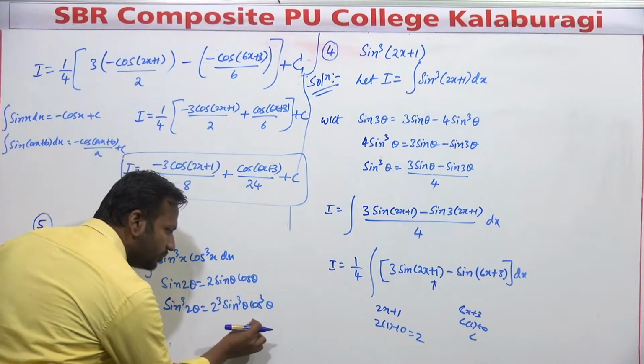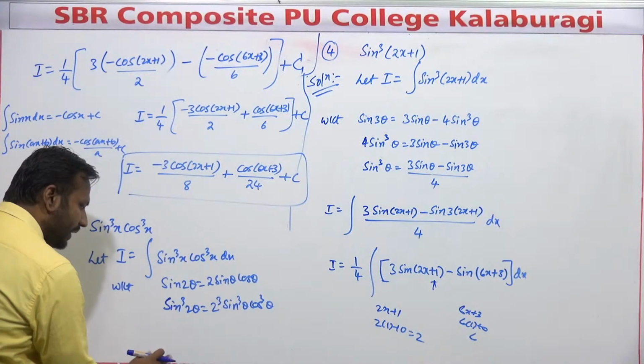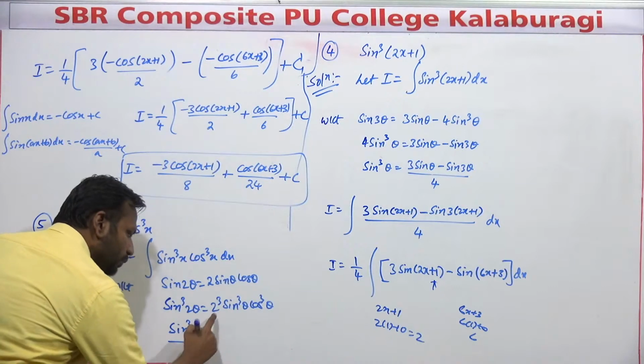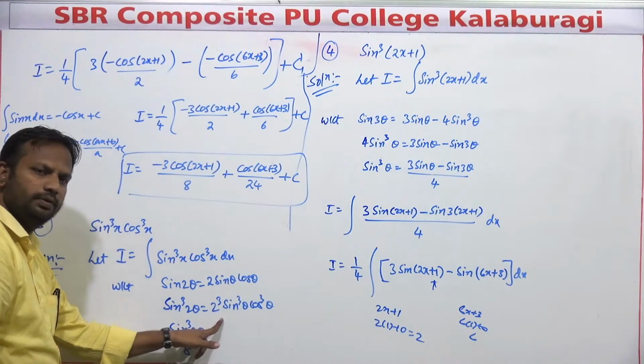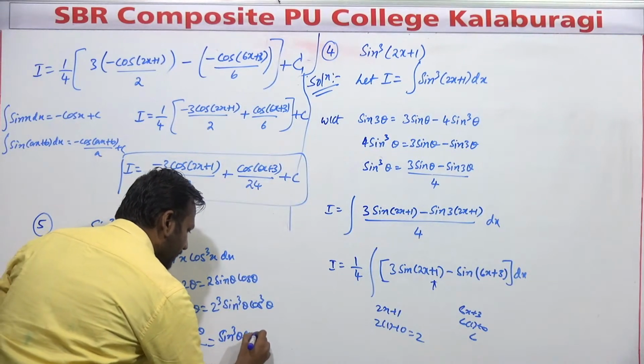But I need only sine cube theta cos cube theta. So send the rest back to the LHS side. What happens? Sine cube 2 theta divided by 2 cube. 2 cube is 8. So what remains here? Sine cube theta cos cube theta.